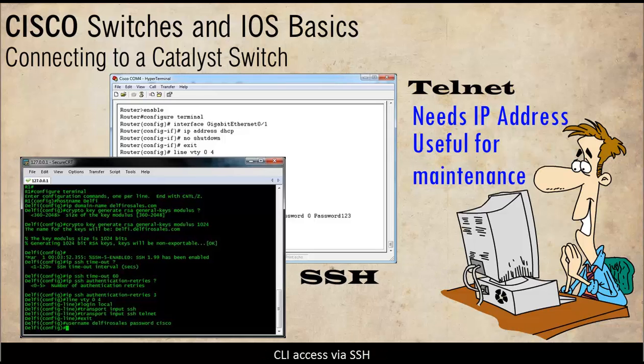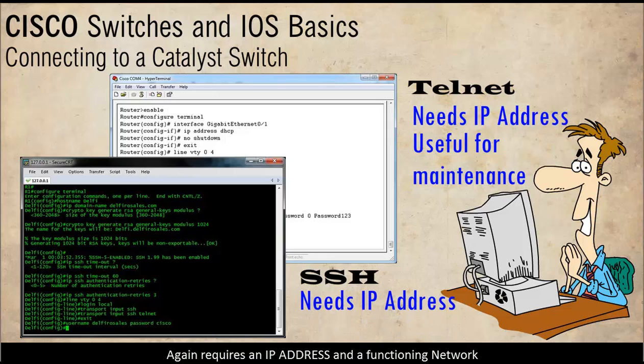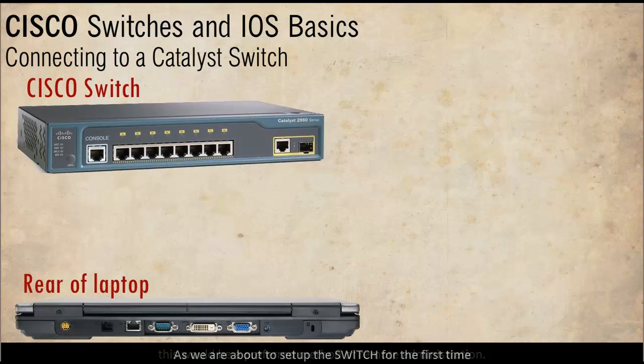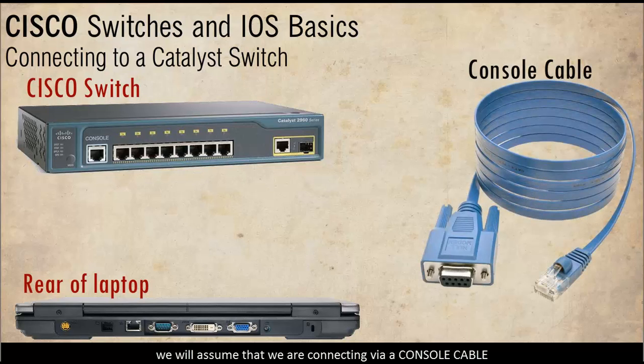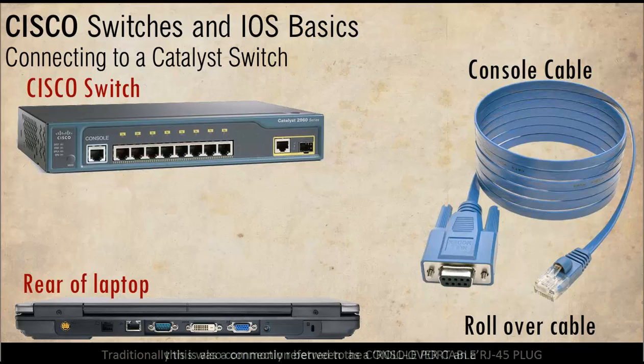CLI access via SSH. Again requires an IP address and a functioning network. As SSH solves security issues associated with Telnet, this would be the preferred method of remote administration. As we are about to set up the switch for the first time, we will assume that we will be connecting via a console cable. This is commonly referred to as a rollover cable.